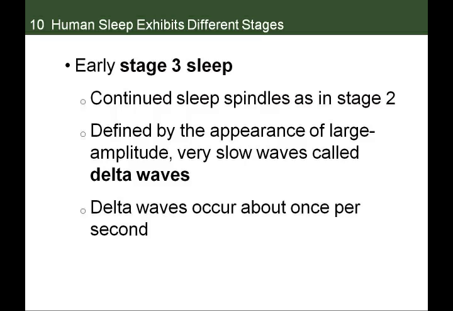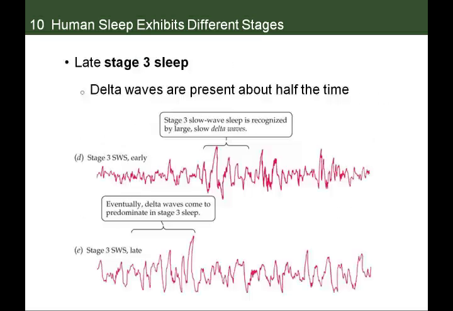So here, the frequency slows so much that now it's 1 per second. That's really, really slow. Now, when 50% of the time this waveform has more delta waves, we call it late slow wave sleep. When it's less than 50%, we call it early. When it's more, we call it late. Okay? So note the high amplitude, almost like stretched out a little bit. So just 1 every second. It's really low frequency. Does that make sense?